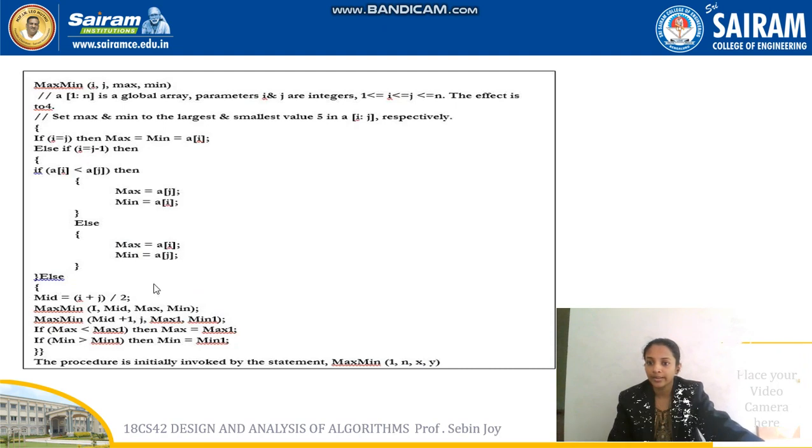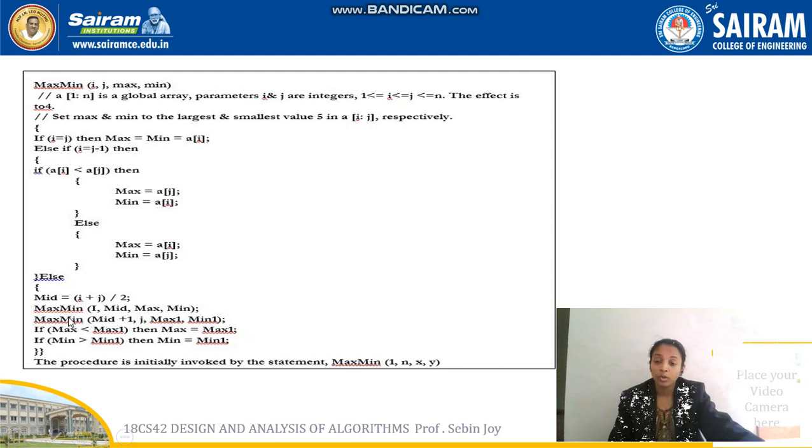So in this divide and conquer technique, you can see here, we are checking whether i is equal to j. If i is equal to j, there will be only one element. If there is only one element, max and min will be the same element, a of i. Otherwise, we check whether it has two elements. If it has two elements, that means i is equal to j minus 1. So we check which one is greater or lesser. If a of i is less than a of j, we make maximum a of j and minimum a of i. Otherwise, maximum is a of i and minimum is a of j. So this is the basic condition: there is one element, two elements. Now we come to the others.